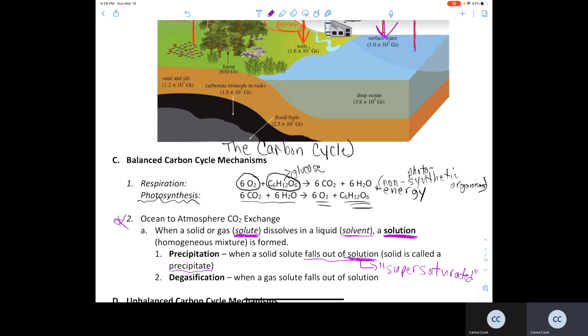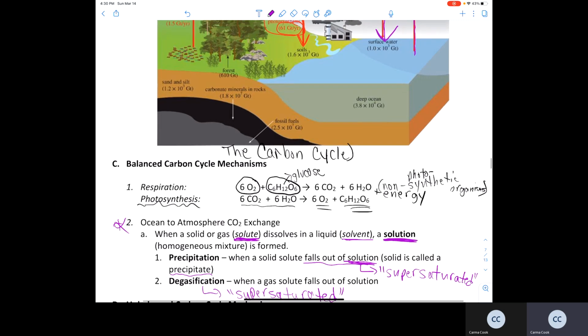And so we learned in lab that combining certain ionic compound solutions together can form a solid precipitate product. And that solid precipitate product will fall out of solution and therefore separate itself from the other product, which is an aqueous solution. And if you dissolve a gas like carbon dioxide in water, a liquid solvent, and if you add too much gas, it again becomes supersaturated, and a process called degasification occurs, meaning that the gas solute falls out of solution. And therefore, you'll have that gas separating itself from the liquid solution.